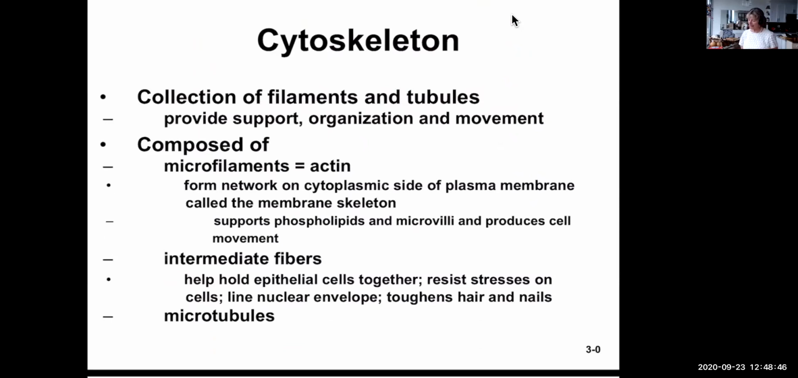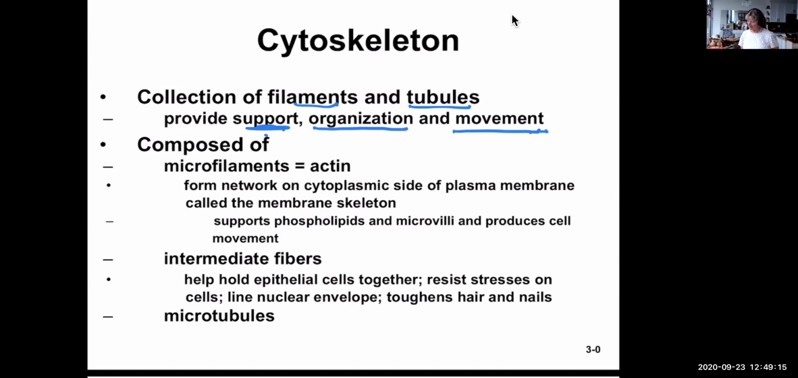So the cytoskeleton is a collection of filaments and tubules, and it provides support. It maintains the shape of the cell. It organizes the cell so that the endomembrane system is in particular places, and also the cell can move, so through cytoplasmic streaming.